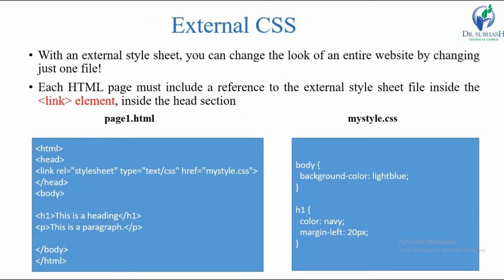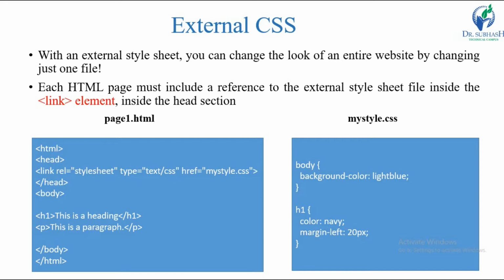First is external CSS. With external CSS, you can change the look of your entire website by changing just one file. Suppose you have a website with 10 pages. You want to apply the same look and feel to each and every page of your website. Then what exactly are you going to do? If there is no external CSS, then you are going to write the same code on each and every page. So there is code repetition.